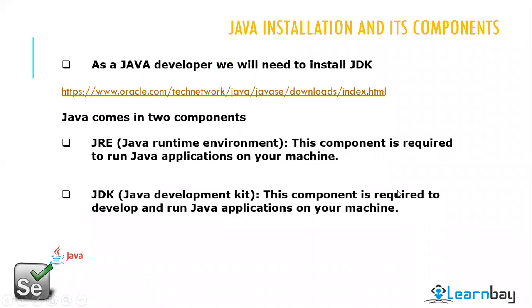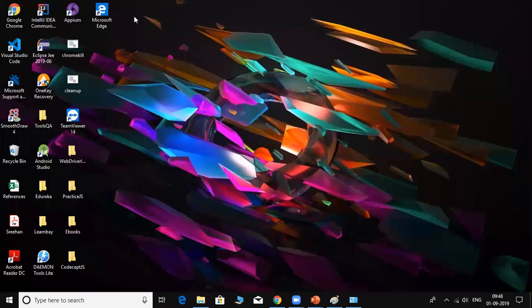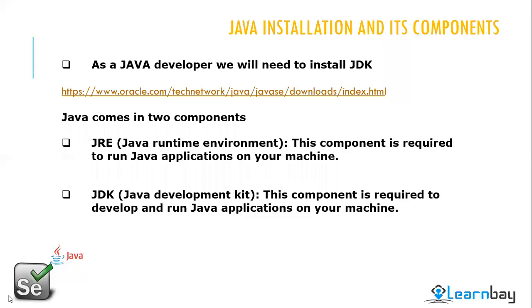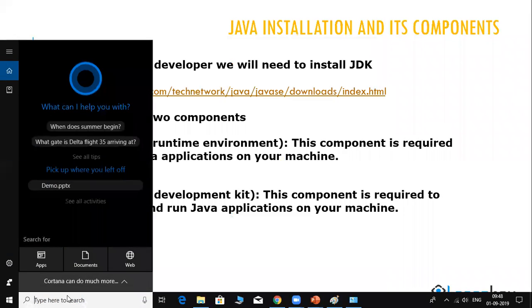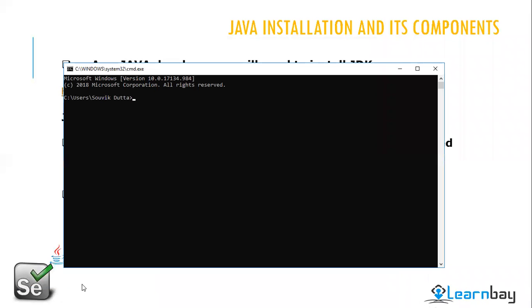How do you verify that your Java is installed? Very simple. You can go to any drive. Say I'm going to a command prompt here. I'm right now in the C drive. I can just say java -version, and if I hit enter, it gives me the version installed in my system, which means my Java is installed in the system.